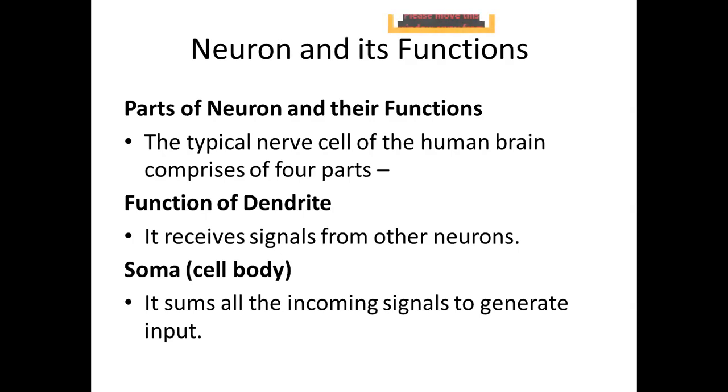Actually, the typical nerve cell of a human brain is comprised of four parts. One is the dendrite. It can receive signals from other neurons, from the neighbor neurons. And one more thing is the soma, that is the cell body. It sums all the incoming signals. Previously I said it receives signals from other neurons; that is the function of the dendrite. So in the soma, it sums all the incoming signals to generate the input.